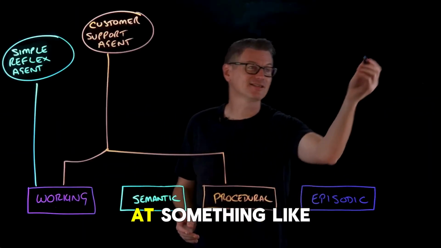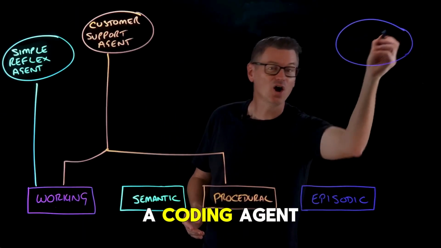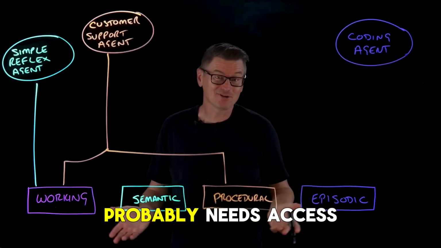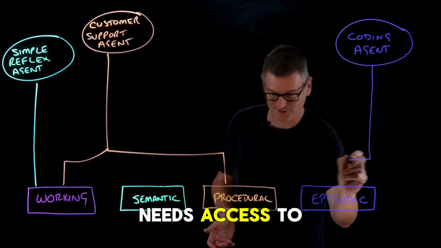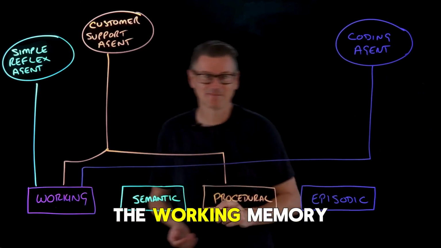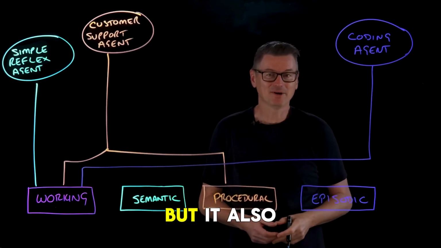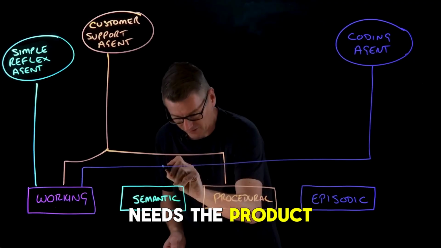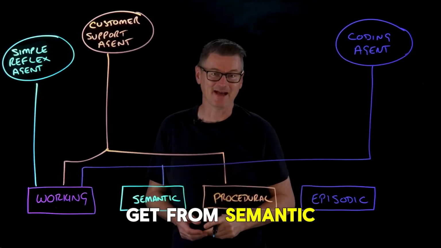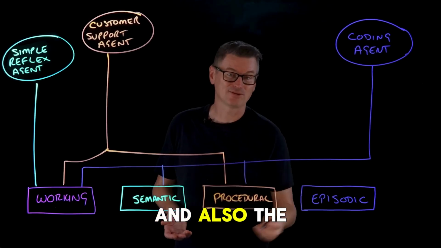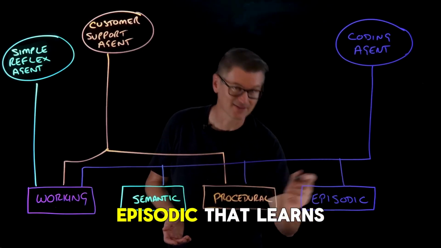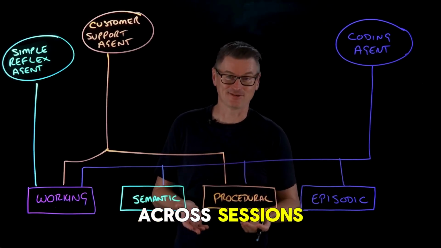Whereas if we take a look at something like a coding agent, it probably needs access to all 4. So it certainly needs access to the working memory, the context window, but it also needs the product knowledge it would get from semantic, and then the skills system from procedural, and also the auto memory from episodic that learns across sessions.